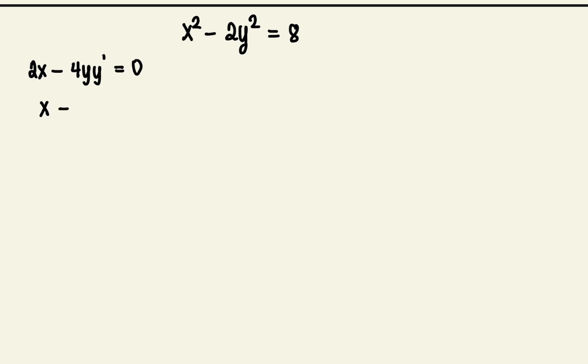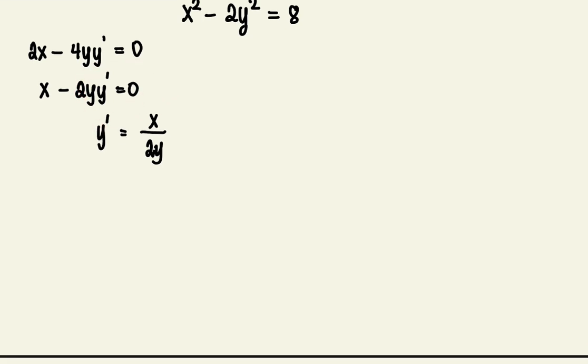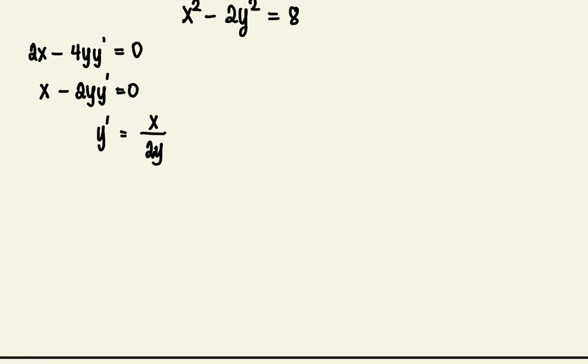Simplifying, you have x minus 2y, y prime equals 0. We can write that as y prime equals x over 2y. Transpose and then divide. So to find the second derivative, we have two options here. It's either we use this explicit form or we will use this implicit form. So let's try to answer using the two solutions, but we're going to start with the explicit form. So the derivative of y prime is y double prime, as we know.